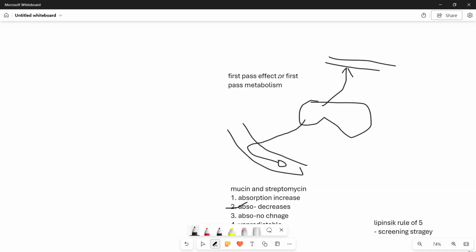For drugs which are more prone to first pass metabolism, the oral route is generally not preferred and another route of administration is preferred so that the first pass effect can be avoided.